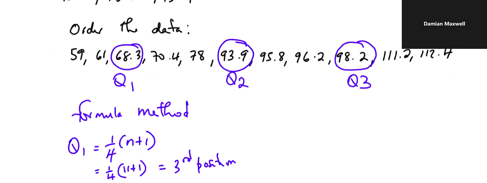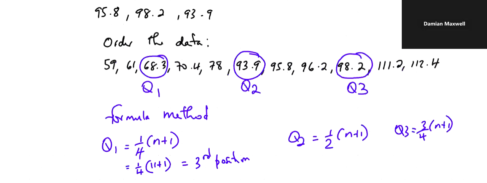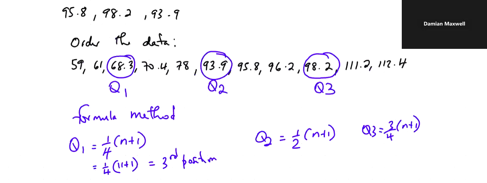And likewise, if I want to find Q2, what do you think would be the formula for Q2? It would be half, right? Of n plus 1. And Q3 would be 3/4 of n plus 1. So that's the formula method to find them. And as I said, for this course, you will not have to use the formula method. You can go ahead and just do it the manual way.